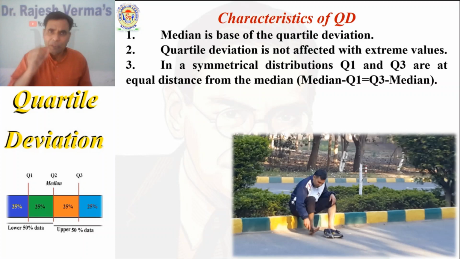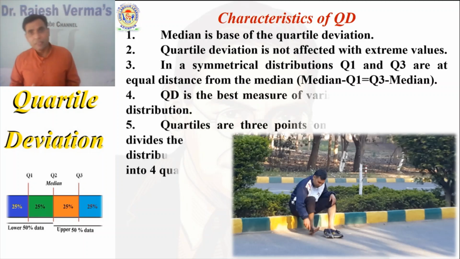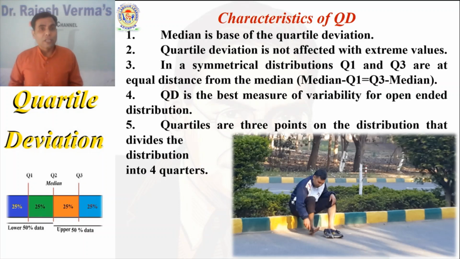It's a very important characteristic as far as statistics is concerned. It means median minus Q1 is always equal to Q3 minus median. You must understand this point. It means that if the data is symmetrical, then Q1 and Q3 are equidistant from the median of the data. Then comes the fourth characteristic.